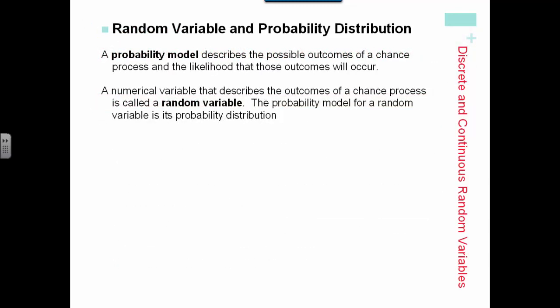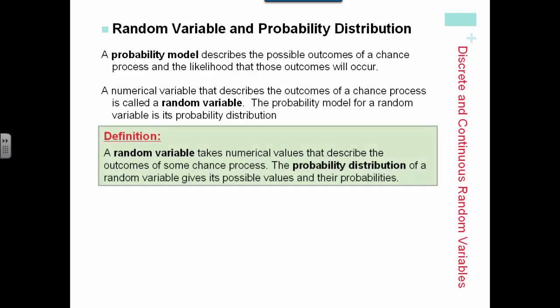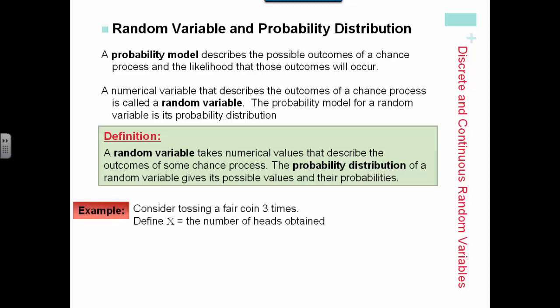A probability model describes the possible outcomes of a chance process and the likelihood the outcomes will occur. A numerical variable that describes the outcomes of a chance process is called a random variable. The probability model for a random variable is its probability distribution. A random variable takes numerical values that describe the outcomes of some chance process. The probability distribution of a random variable gives its possible values and their probabilities.